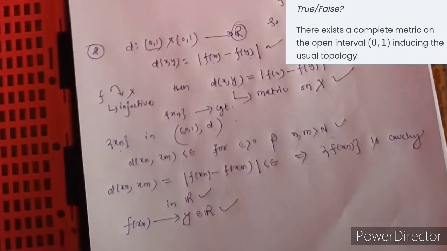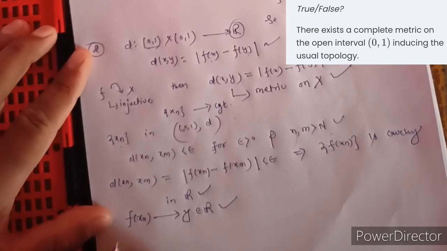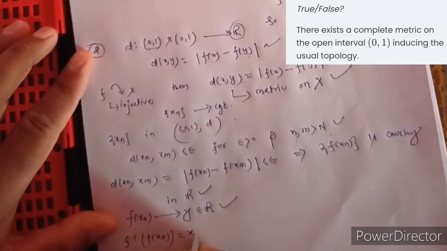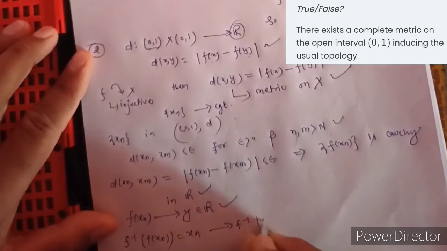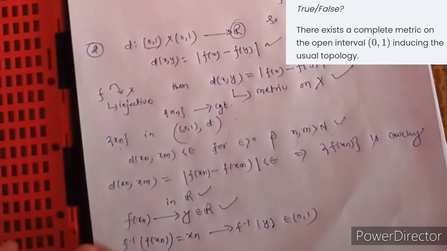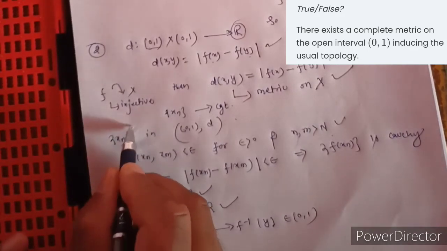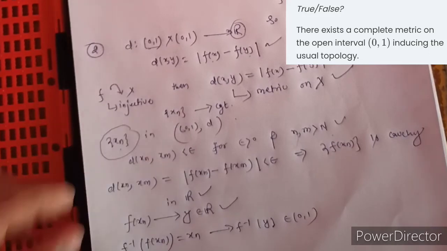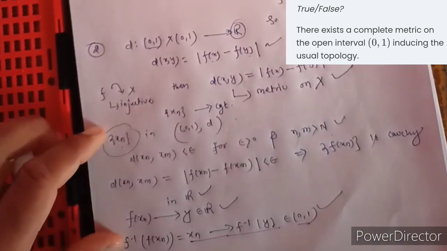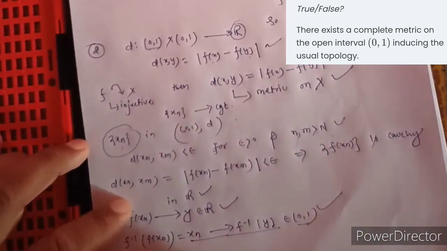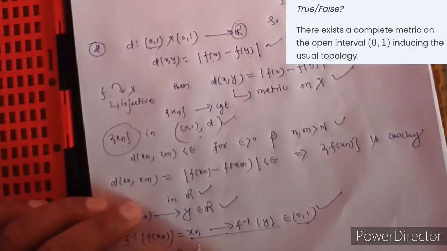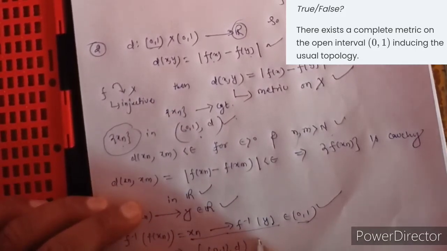Now we will use the continuity of f inverse. f inverse is continuous, so f inverse of f(x_n), which is x_n, will converge to f inverse of y. This belongs to the open interval (0, 1). So we have taken an arbitrary Cauchy sequence x_n here, and we have shown that x_n is convergent in the open interval (0, 1). So that means every Cauchy sequence is convergent in this metric space, so the metric space ((0, 1), d) is complete.